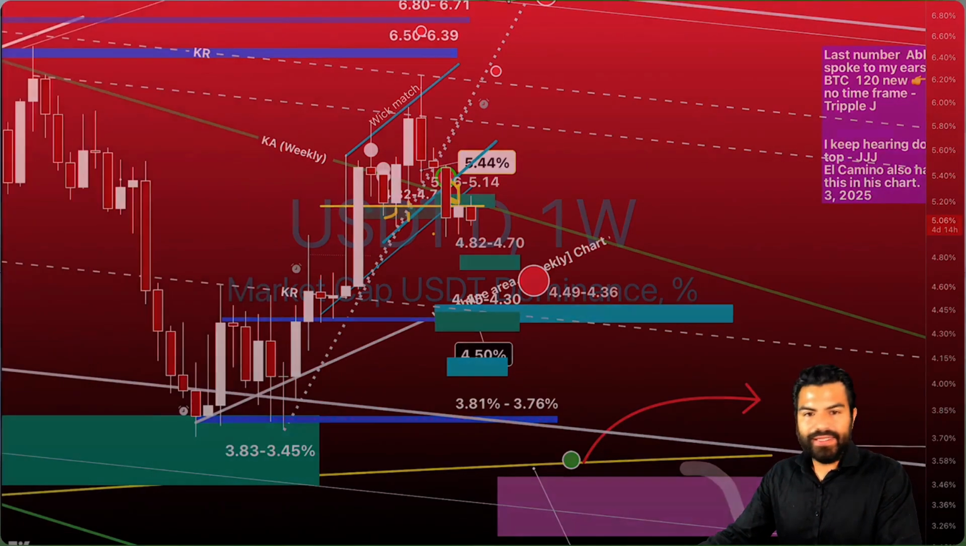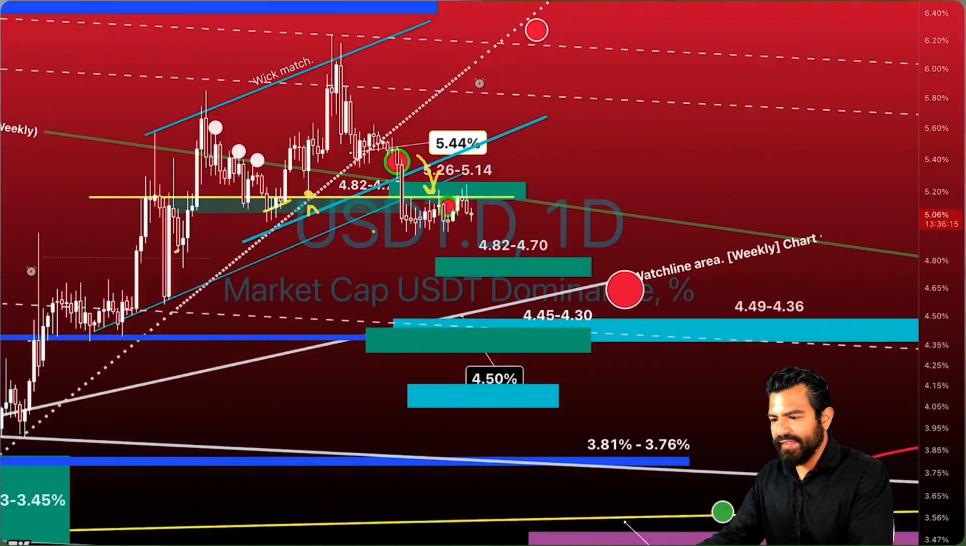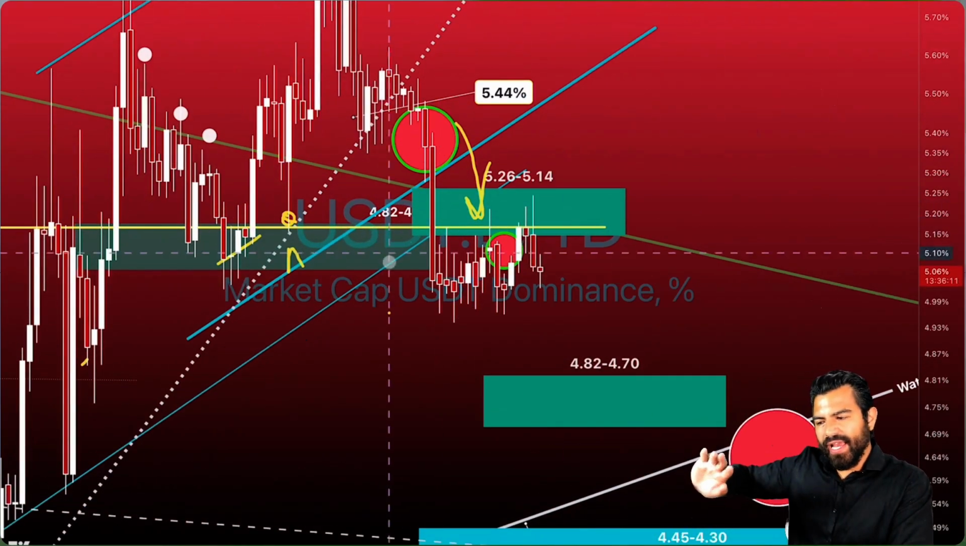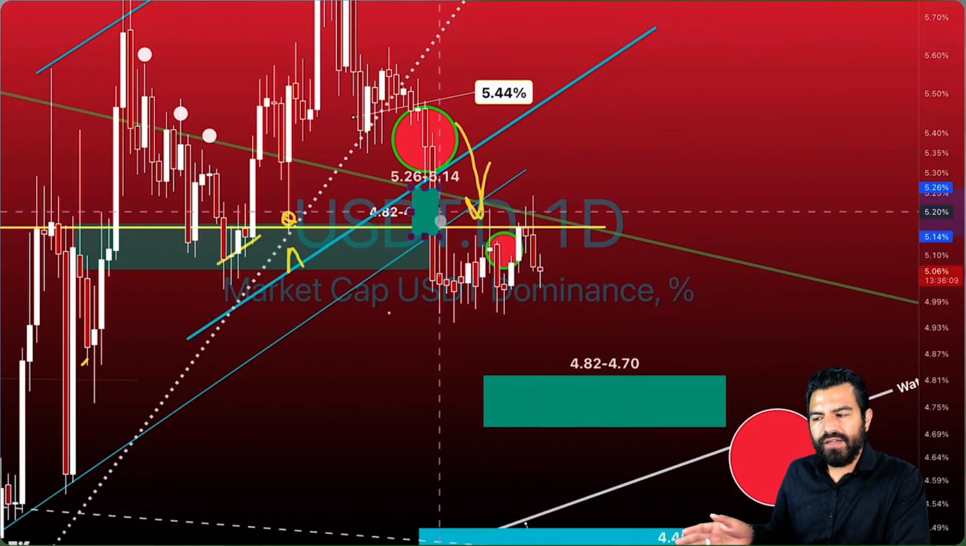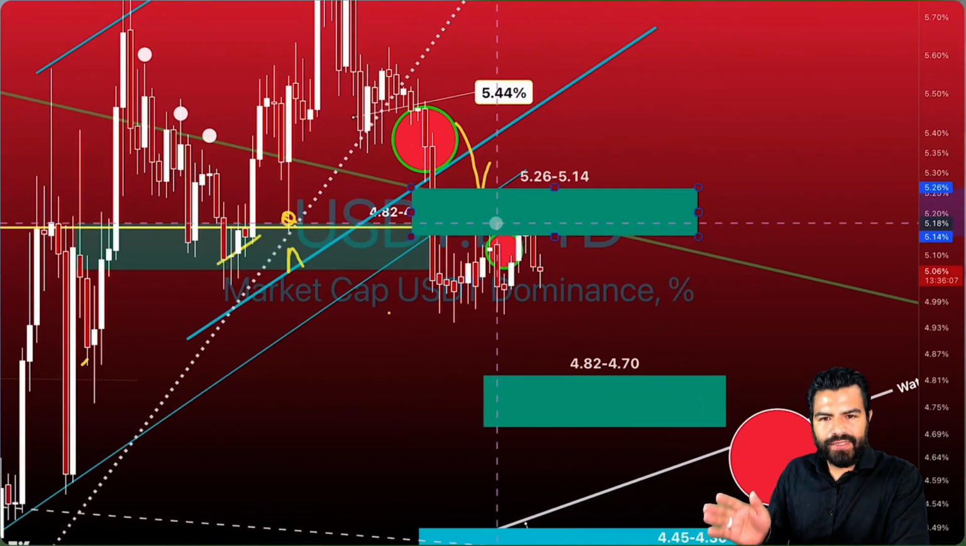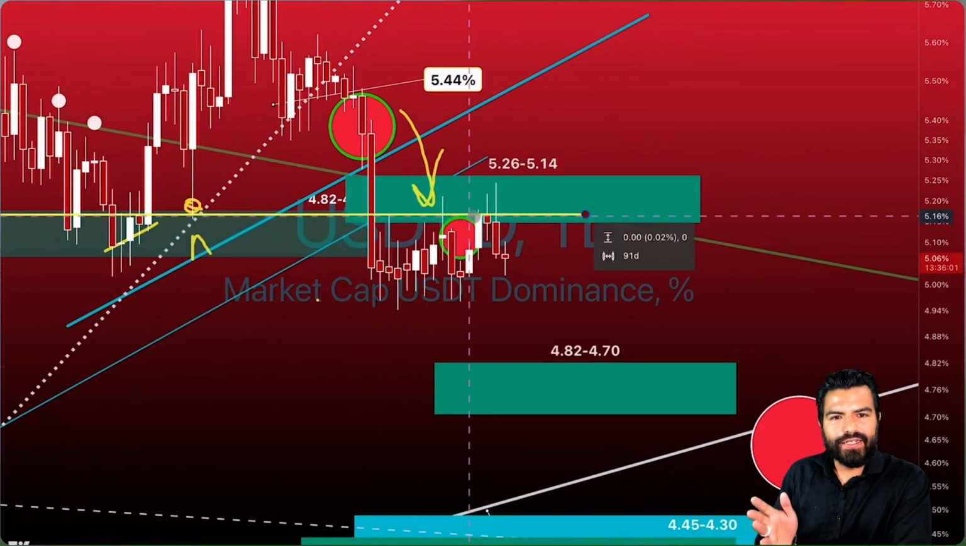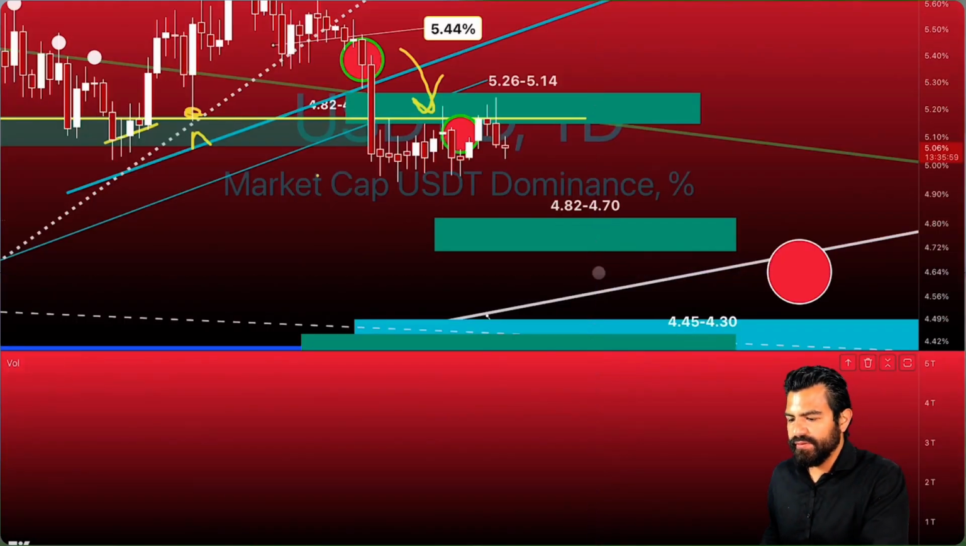Let's go now to a daily chart on USDT.D. And we can see that it's looking like nice, smooth, round action as we're respecting the underside of this target. And we hit it once, we hit it twice, and it's looking like nice round action here.